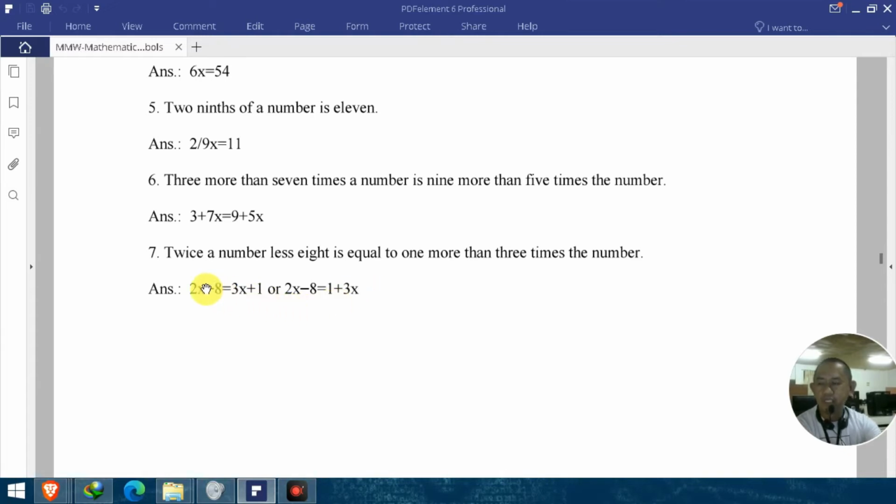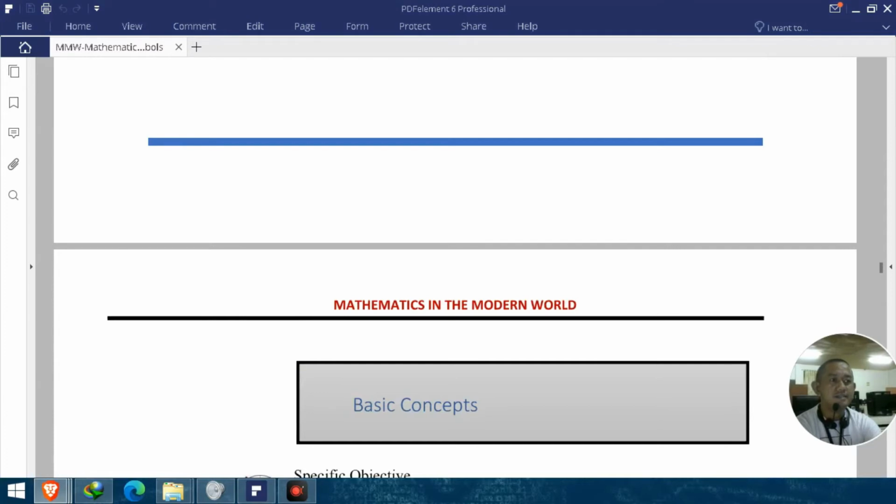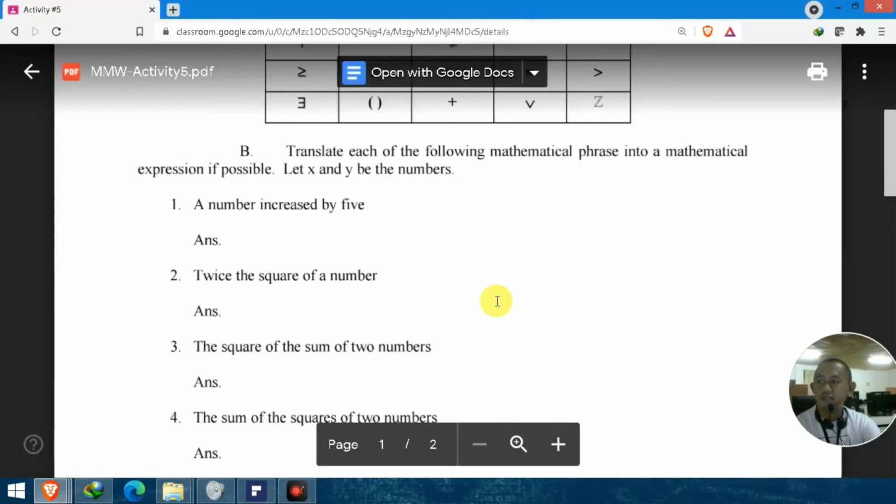There are two possible answers. Twice a number means two times, so you multiply the number by 2. Then less 8, minus 8, is equal to 1 more than 3 times the number, so 3x, and then plus 1. You can write either 3x plus 1 or 1 plus 3x. So that's for activity 5.